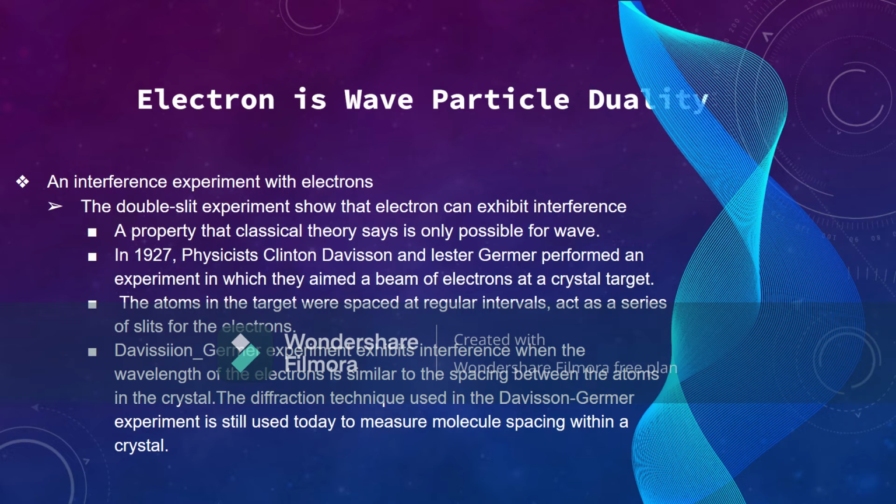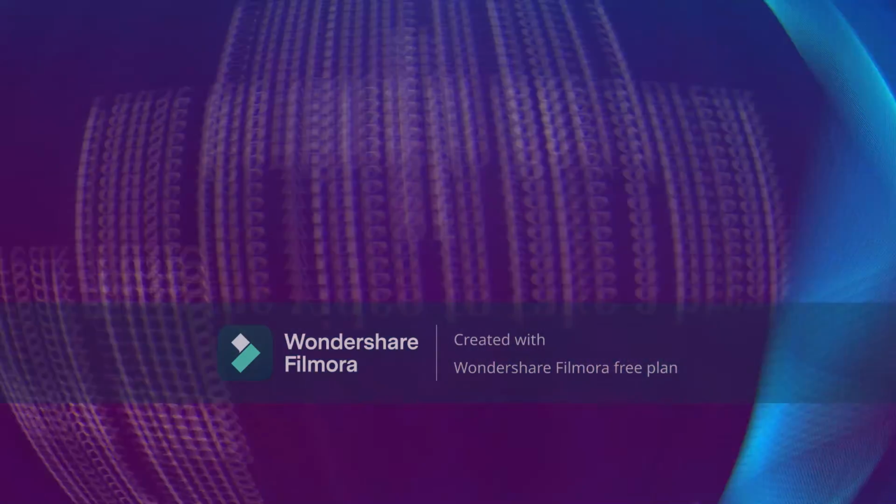It exhibited interference when the wavelength of the electron was similar to the spacing between the atoms in the crystal. The diffraction technique used in the Davisson-Germer experiment is still used today to measure molecular spacing within a crystal. And this is why the electron is a wave-particle duality.